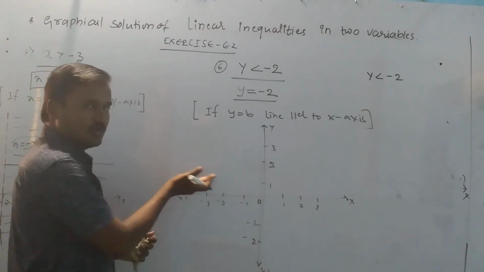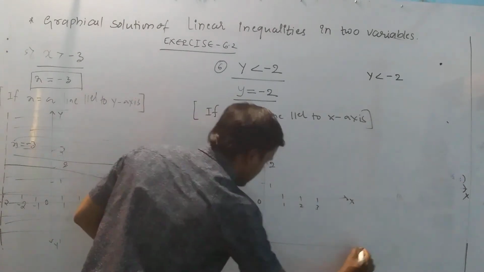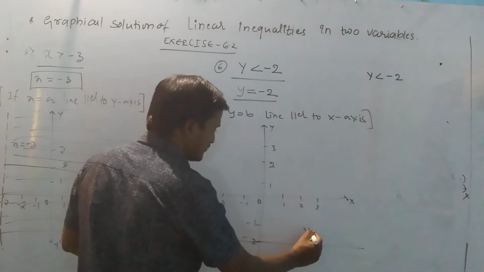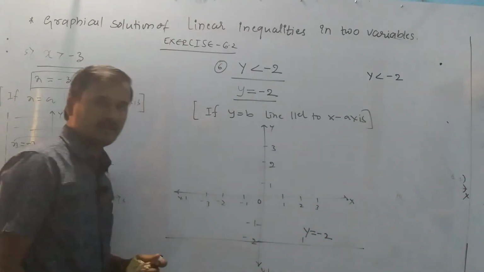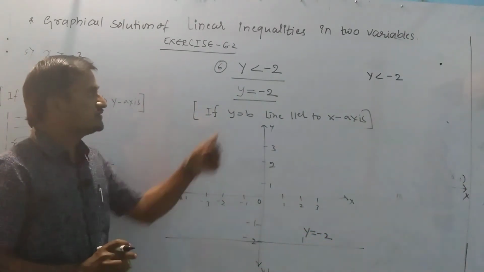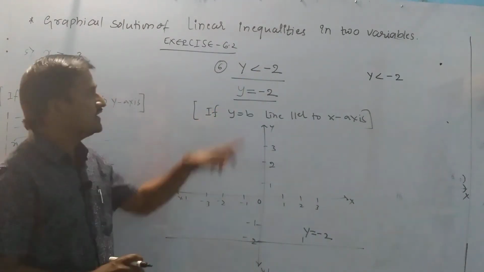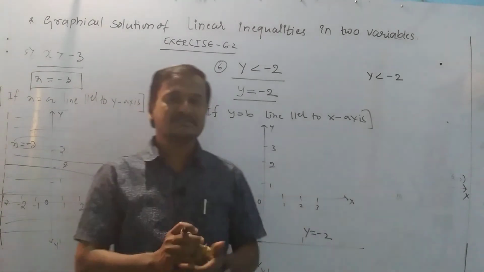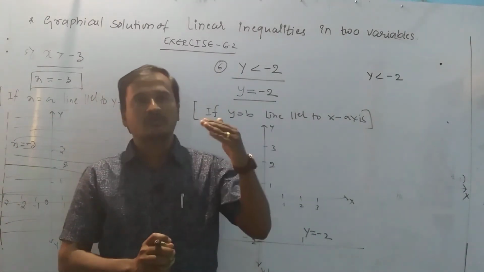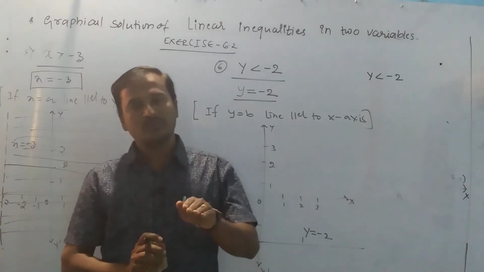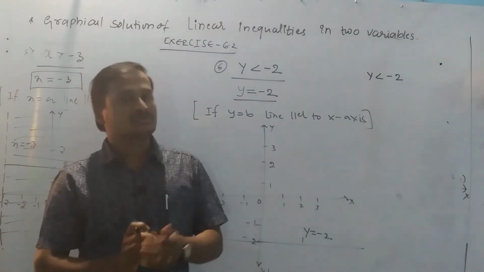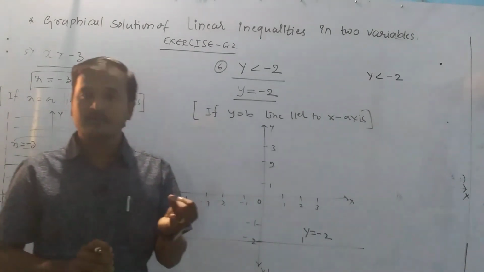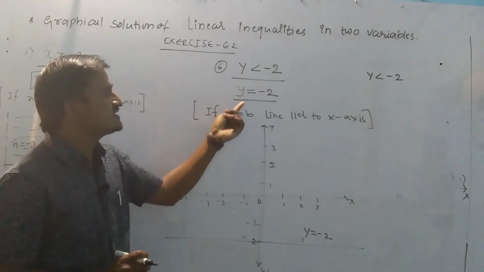That line is parallel to x axis. So here we are getting it here, right? So here y is equal to minus 2. Okay, next where do we have to shade? So clearly here y is less than minus 2. y less than minus 2 means what are the values of y? Those values are less than minus 2. So clearly minus 3, minus 4, minus 5, all these are values less than minus 2.